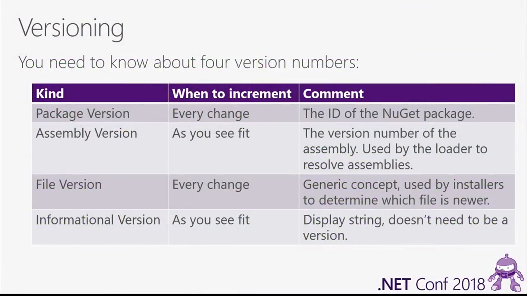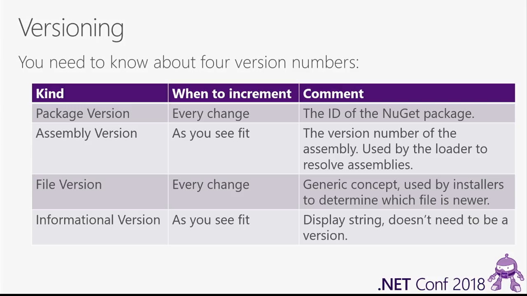The first two, the package version and the assembly version, are .NET concepts. They only make sense when you build .NET libraries. The other two are also Windows concepts. So any Windows PE file has a file version in it. And what usually ends up happening is when you install binaries, setups will also consider the file version when they decide which file is newer than which other file.